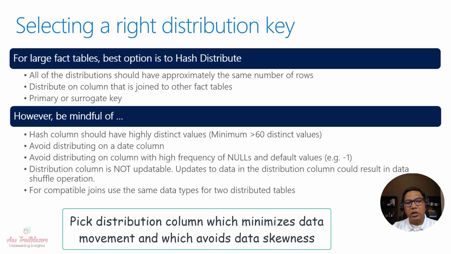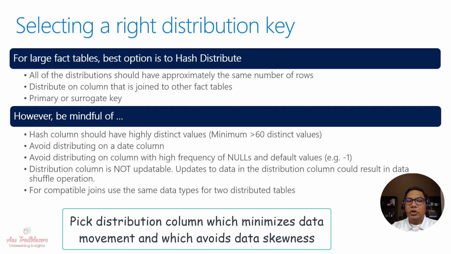In that case, 90% of your data is landing in a single distribution, and the rest, the other 59, are having 10% of the data, which is not the ideal situation, right? So you should avoid using a distribution column with a high frequency of null values. If it is nominal, I think it should be acceptable, but it should not be very high.